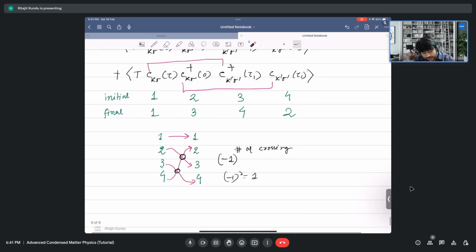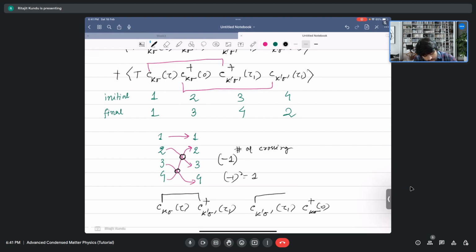So we'll just write this as something like this: the contraction between c k sigma tau and c k prime sigma prime tau 1 dagger, and then I'll write c k prime sigma prime tau 1 and c k sigma dagger 0. So I am just left with this. I do not have any other signs. I'm just writing this as term 2.